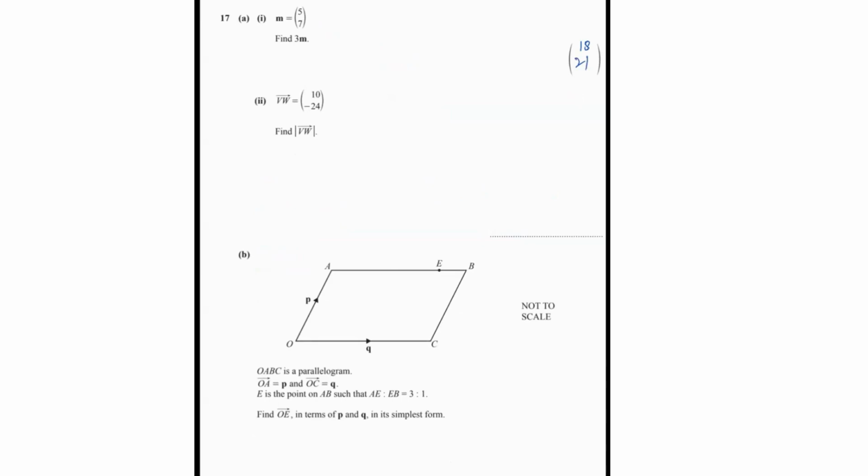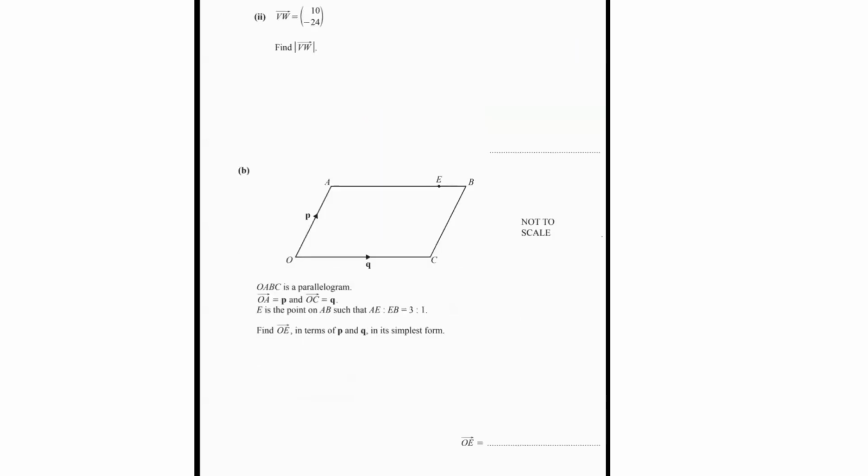Okay, VW is (10, 24). Find the magnitude. Okay, magnitude, we just apply the Pythagoras theorem on this. So the magnitude of VW is the square root of 10 squared plus 24 squared. This one just use calculator. How many marks do they give for this? Oh, 2 marks. It's 26. Just like that, 3 marks. Please. Okay, let's move on.